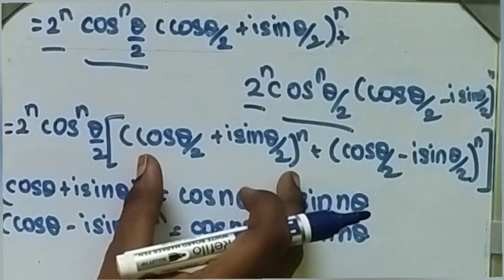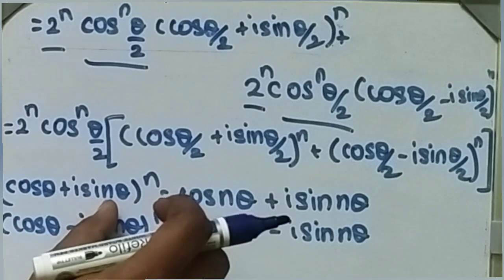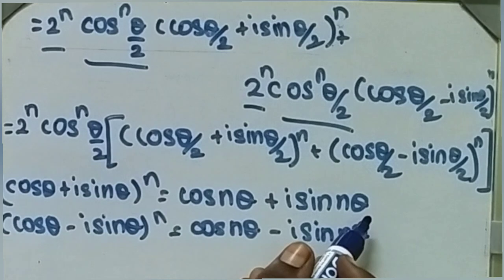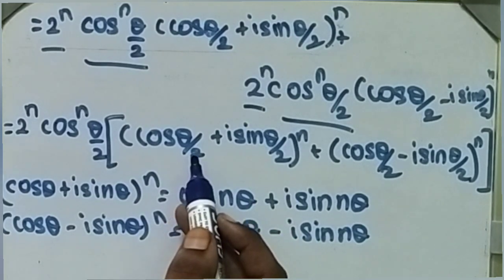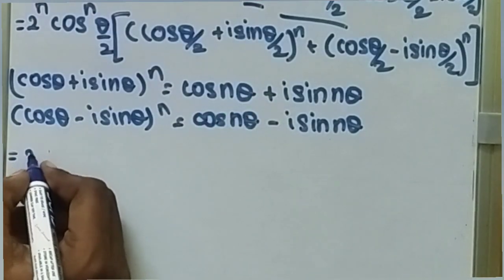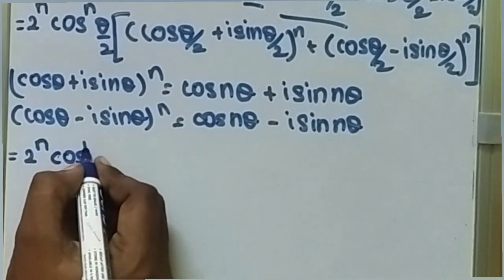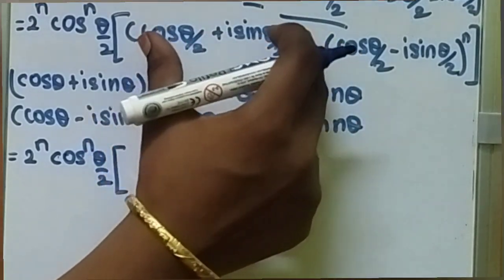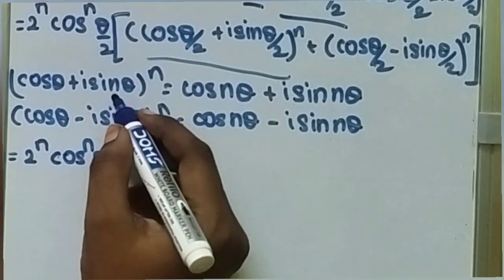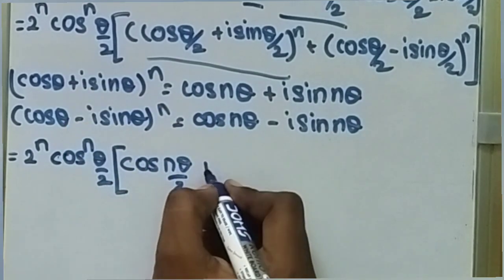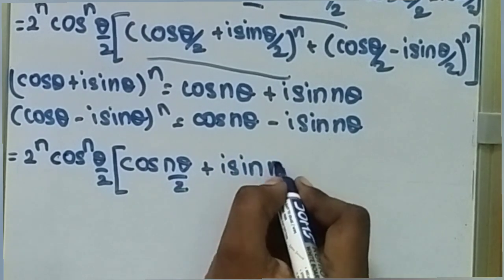Okay. So the first term is in the format of cos theta plus i sin theta power n. So it will be cos n theta plus i sin n theta. Here, what is the theta? It's theta by 2. What is the power? n. So in place of the angle, we multiply the angle with the power, right? So we are going to expand this term now. It is in this format, so it becomes cos n theta by 2 plus i sin n theta by 2.